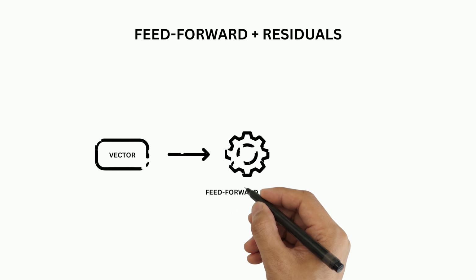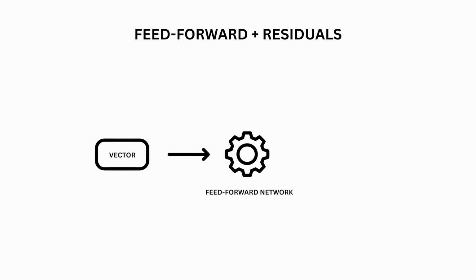After the attention step, each token's new representation passes through a small feed-forward network, a simple set of weights and an activation function. The same building block from our neural network video applied independently to every token.